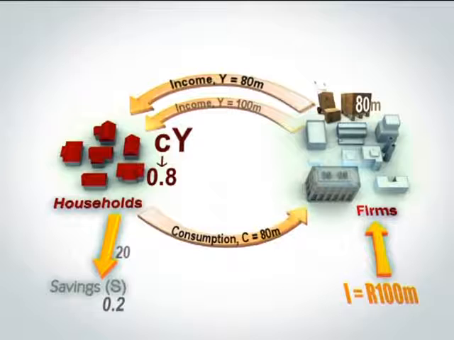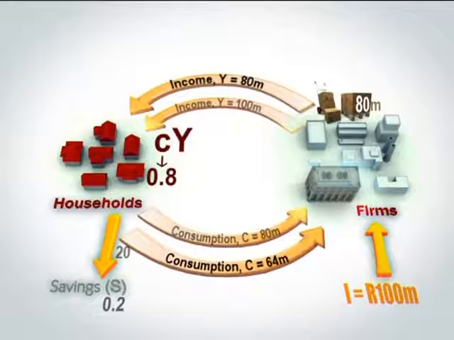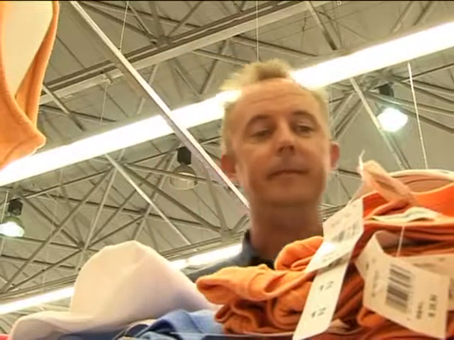Okay, so what next? Well, this last increase in production means a rise in income. Households earn another 80 million rand and they're going to spend it. Well, not all of it, 80% of it. So consumption spending increases by 64 million rand. The remaining 20%, the 16 million rand, goes into savings. Now, back to those firms who've just picked up 64 million rand's worth of sales. It's a good sign, demand's still rising.